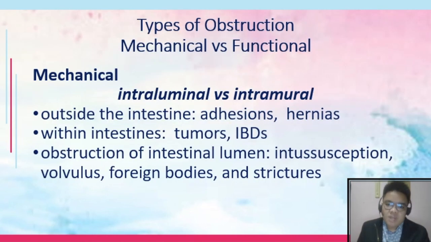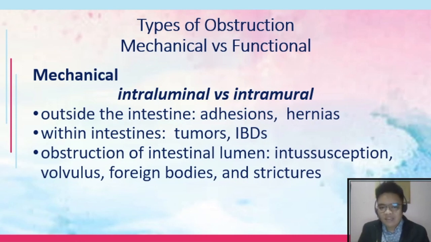Now, let's talk about the types of obstruction. Other than being classified as partial or complete, it can also be classified as mechanical or functional. When I talk about mechanical, this talks about either intraluminal versus intramural, or simply mural, type of obstruction. Intraluminal means the problem is within the lumen of your intestines. Intramural means the problem is within the walls. If it is outside the intestines, it's referred to as extramural.